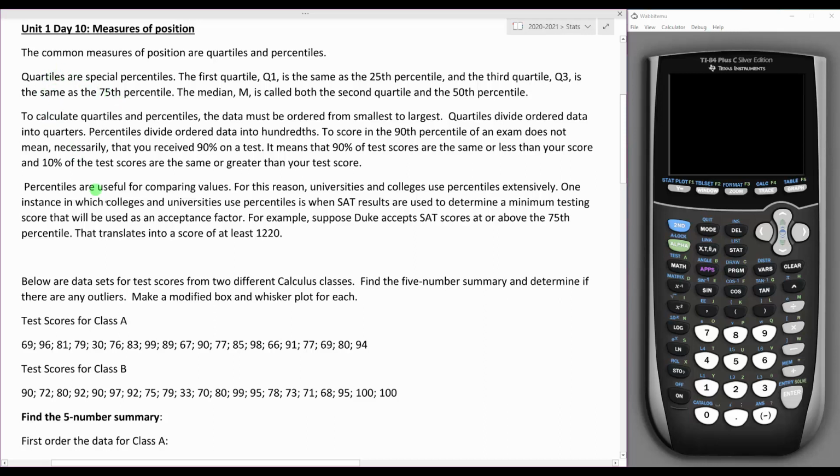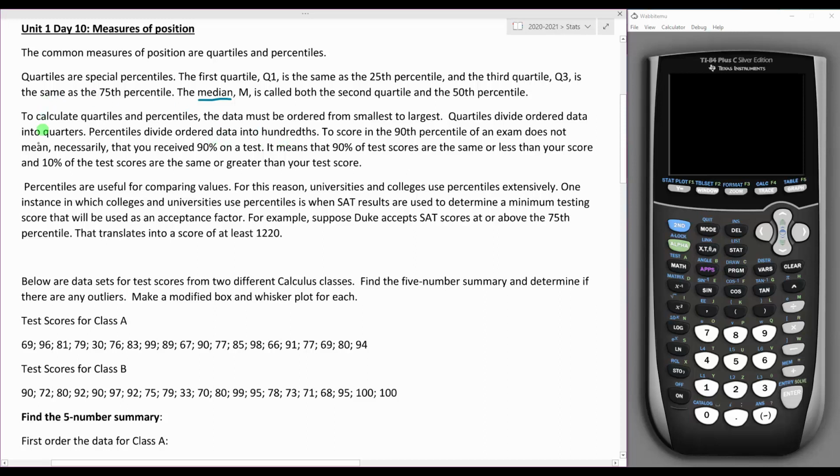Now we also have these things called quartiles, which are special percentiles, and they represent the 25th percentile, the 50th percentile, and the 75th percentile. So quartile 1 represents the 25th percentile, quartile 3 represents the 75th percentile, and then quartile 2 is the 50th percentile, and we also call that the median. Special names for a lot of different things.